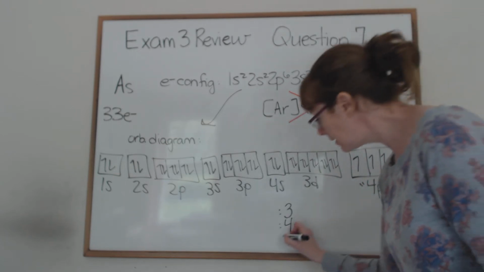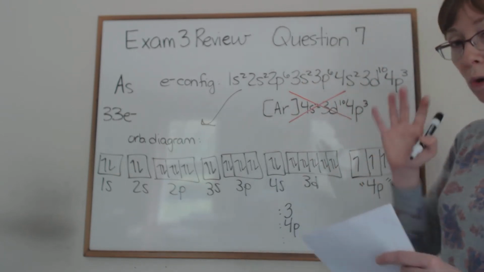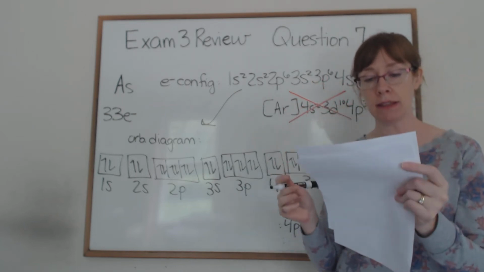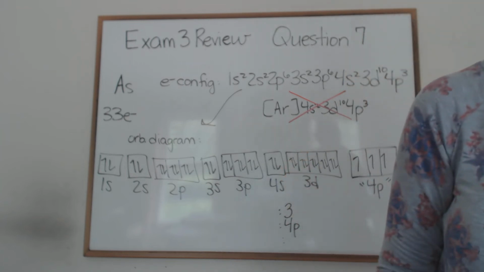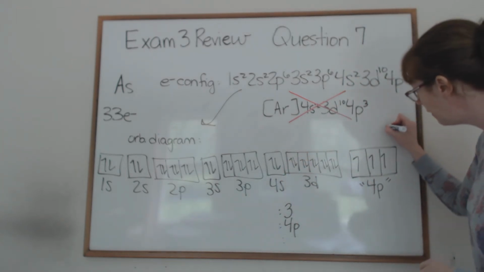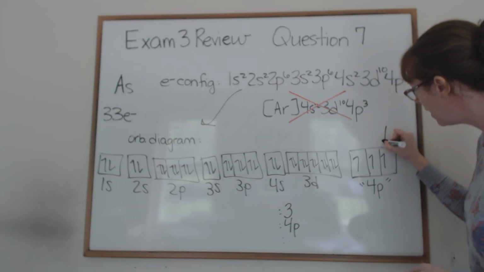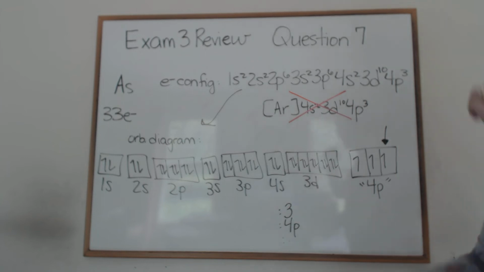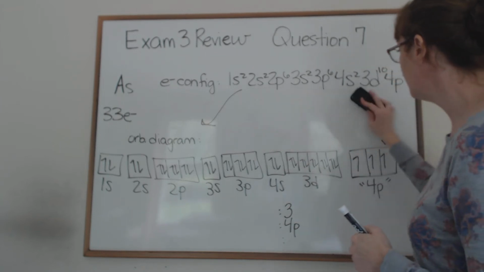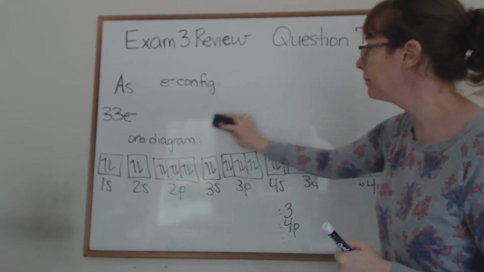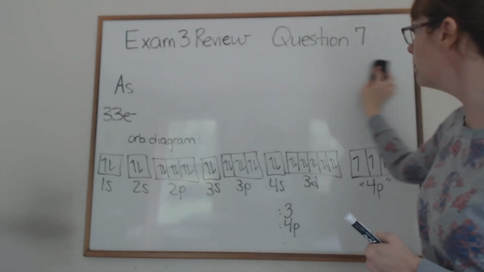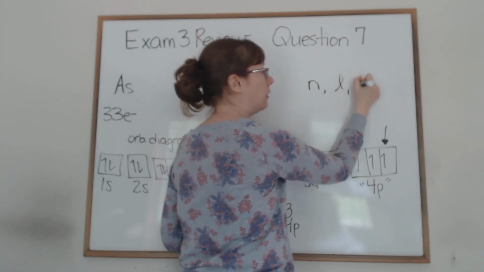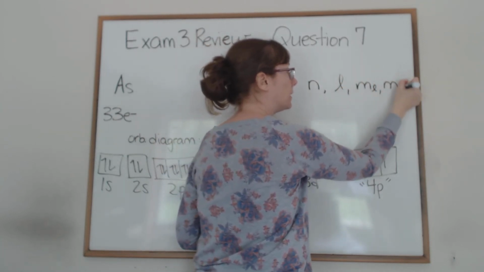And then the last thing is to identify the 4 quantum numbers. So that's N, L, ML, and MS of the very last electron. Okay, so we need the 4 quantum numbers of the very last electron. I could have asked about really any electron, but for the sake of clarity, I'm asking about this one. So let's go through it: what's the N, what's the L, what's the ML, and what's the MS?